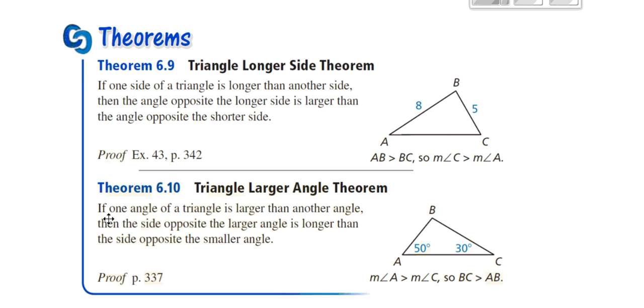The triangle larger angle theorem is analogous to this, just going the other direction. If one angle of a triangle is larger than another angle, so it's more the converse of it, then the opposite side is larger as well. So C is smaller, so BA is going to be smaller than BC.